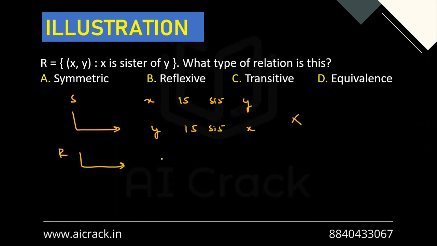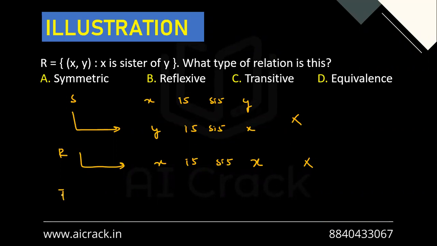In case of reflexive, we'll replace y with x. X is sister of x, which is again not true. One cannot be sister of herself, right? A person can be sister of someone else, but a person cannot be sister of herself. So that's why it's also not true.